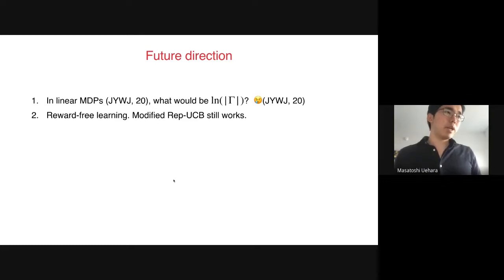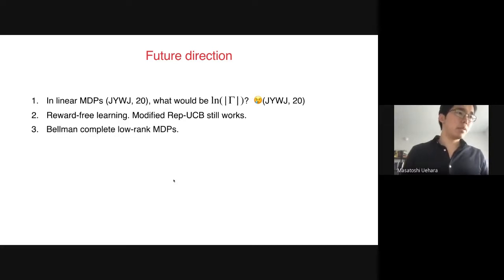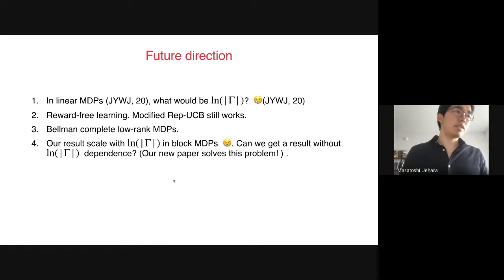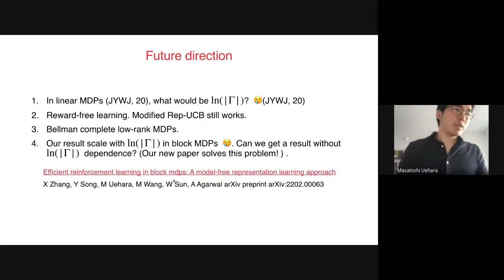The second question is, FLAMBE only also works for reward-free learning, and Xuezhou figured out how to do that by modifying FLAMBE a little bit. So that's also possible. The third question is whether we can learn in Bellman complete low-rank MDPs. That's also an interesting question. And the fourth question is that our low-rank MDPs again capture block MDPs, but there's log gamma, and gamma is for the misspecification again. And in block MDPs, we really want to avoid that dependence. So that's another point we want to address. And actually, our new paper solves this problem.